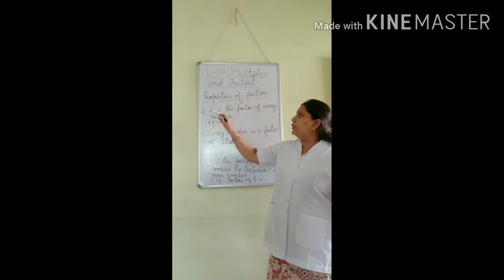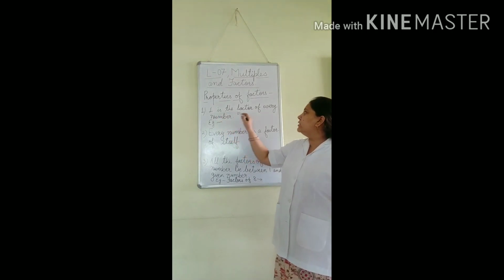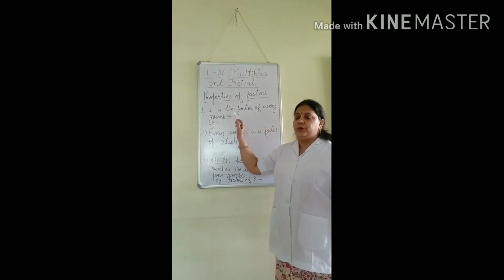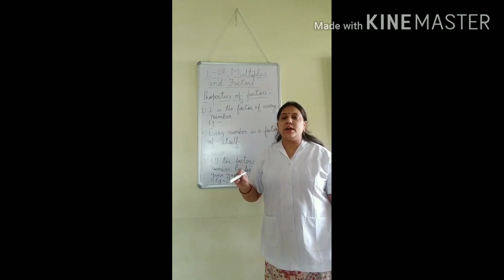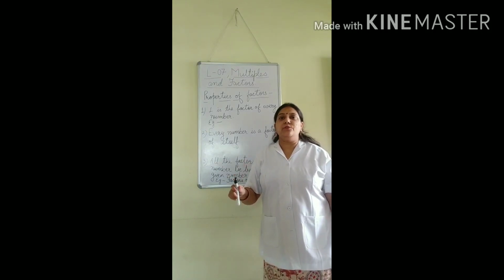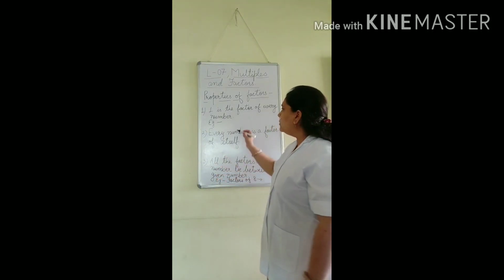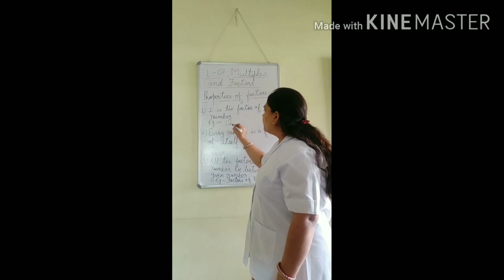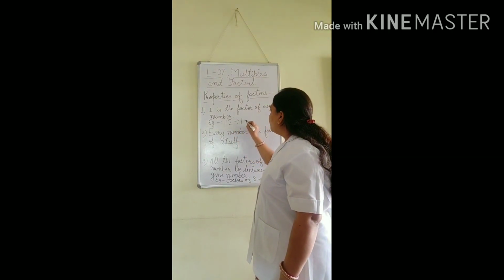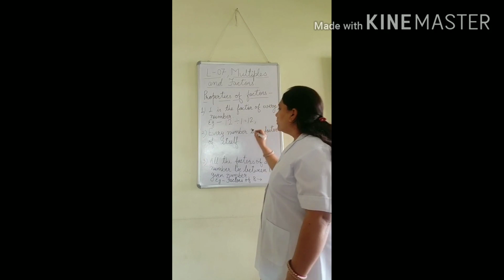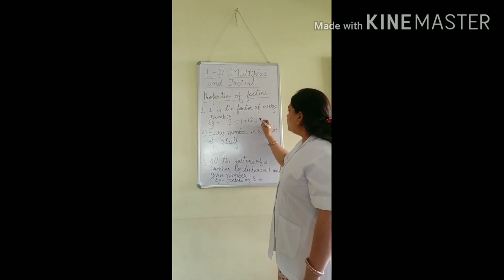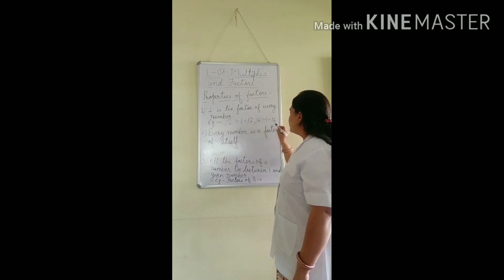The first property of factors is that 1 is a factor of every number. That means we can divide any number by 1. We see it by an example. If we divide 12 by 1, we get 12. If we divide 16 by 1, we get 16.